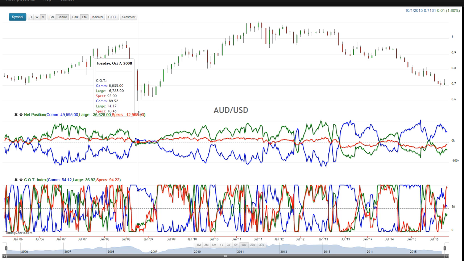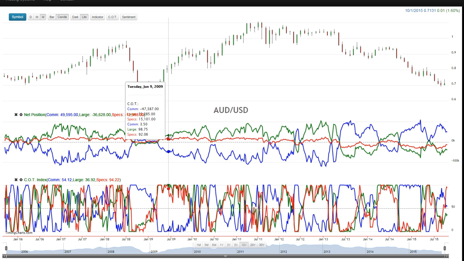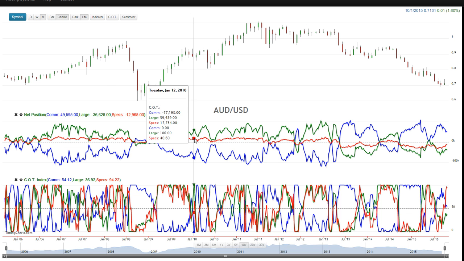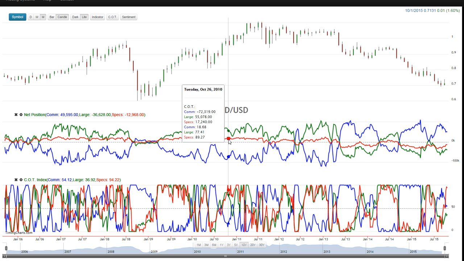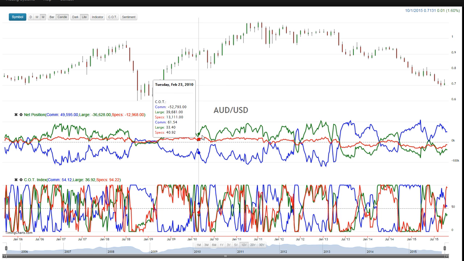You can see right here as of October 2008, this is our monthly. It was a nice little chop fest, and then you can see that things change. Large speculators were going long, and commercial were hedging. Retail was kind of flat. Not that much volume behind them, but the large speculators were buying. Pulled back, and then we go back up again.